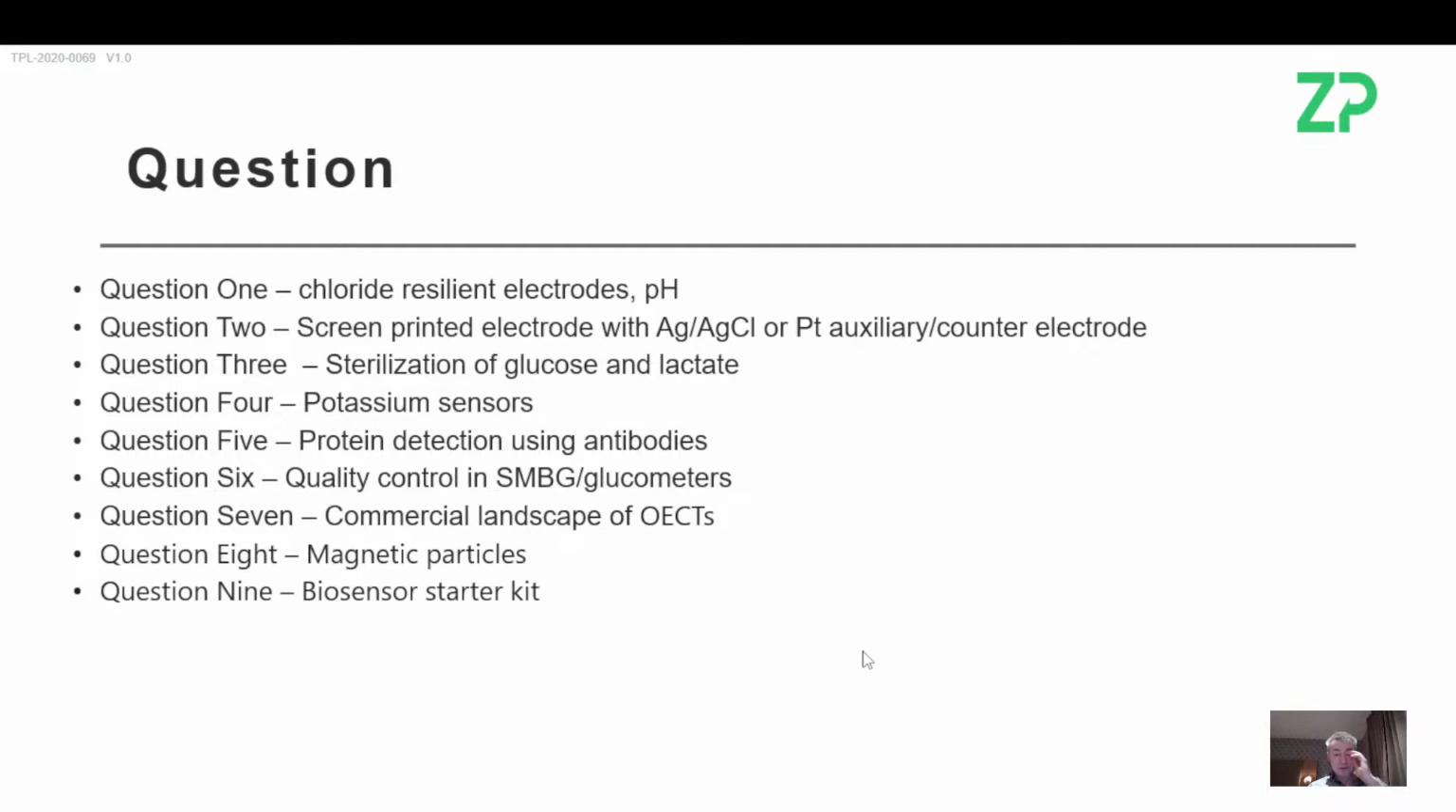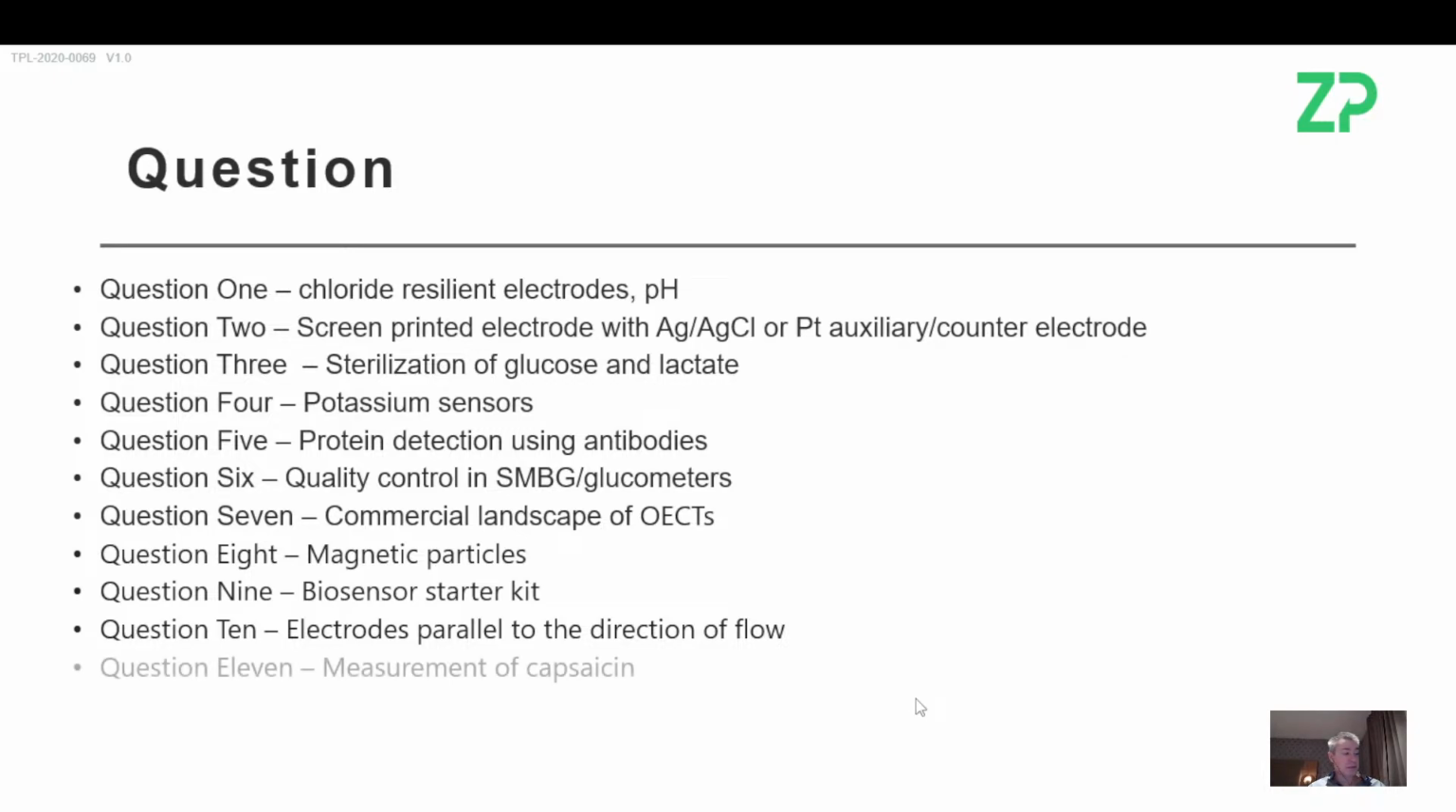I'll talk about somebody who's interested in a whole slew of biosensors and their limits of detection, so I will discuss that. Also, electrodes parallel to the direction of flow. That's quite straightforward. To be honest with you, we could do this kind of stuff by 3D printing. Measurement of capsaicin. This is like an ongoing conversation.